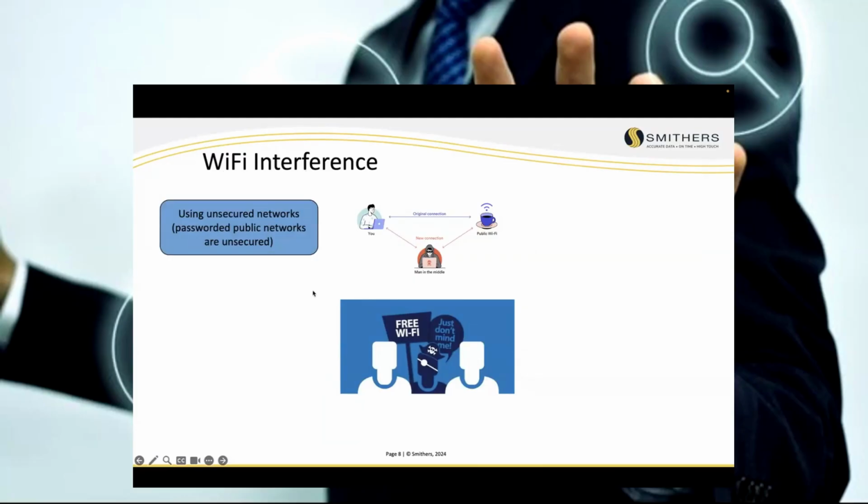This typically happens when you're using what are called unsecured networks. And by the way, a passworded public network, like in the airport or at Starbucks, where they have a sign that says the password is password123 to get into the network, is an unsecured network. Let me repeat that: a passworded public network is still considered an unsecured network, because all you're doing is giving it a password to get into the network. But once you're in that network, everybody can generally see each other.